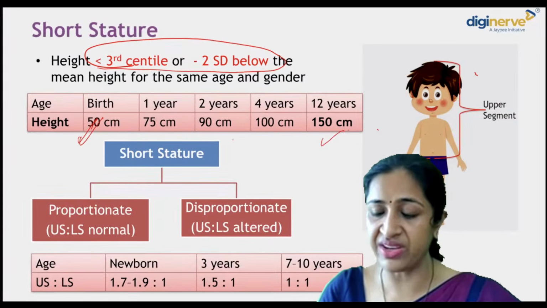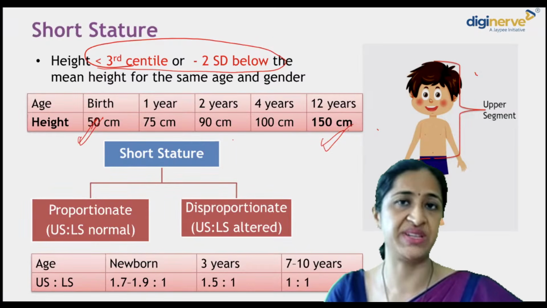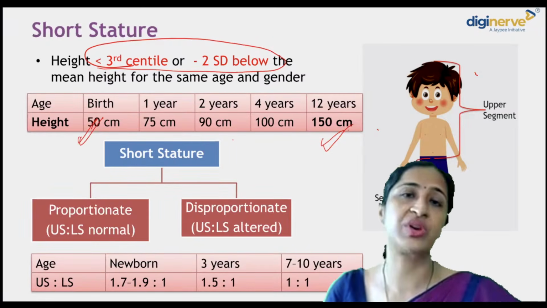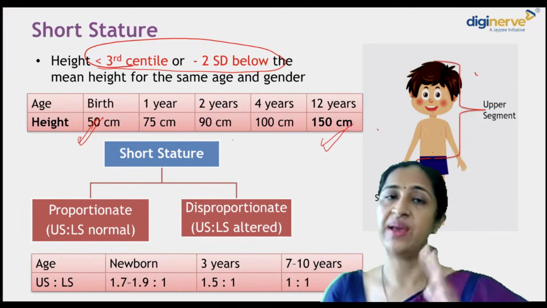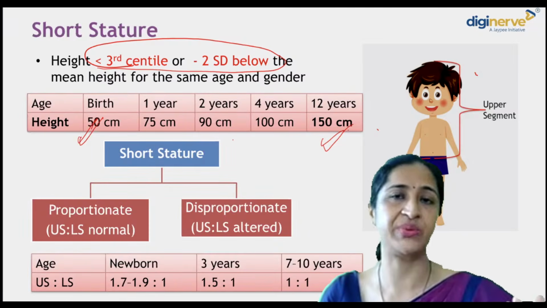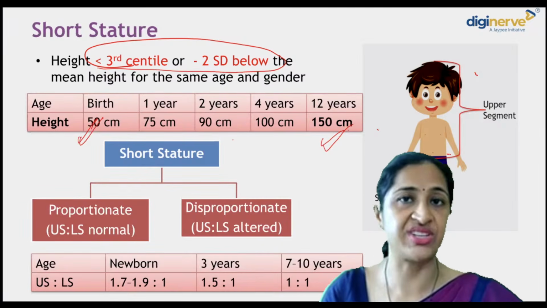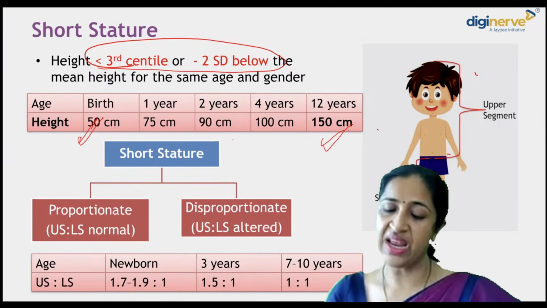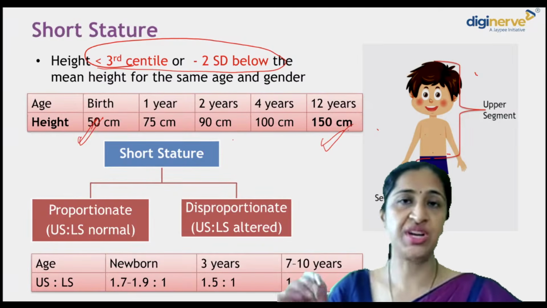And by 12 years, an average height child is around 150 centimeters. Now remember, this depends upon what the height of the parents are and whether it's a girl child or a boy child, because girl children attain puberty fast. So the girl child may be a little taller by 12 years, whereas the boy child may appear a little shorter. So this is very average, the 150 centimeters. Now coming to short stature. Short stature, two types: proportionate, disproportionate.